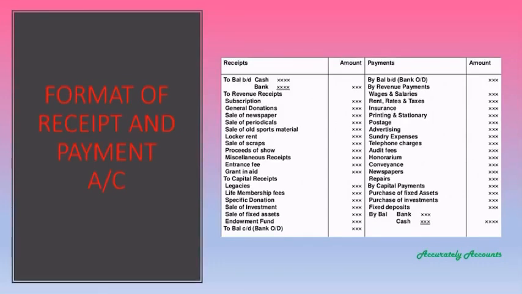With regard to the non-profit organization, the revenue receipts are subscriptions, general donations, sale of newspaper, sale of periodicals, sale of old sports materials, locker rent, sale of scraps, proceeds of show, miscellaneous receipts, entrance fees, grant in aid, etc. Then we take all the capital receipts. Generally the capital receipts in case of non-profit organizations are legacies, life membership fees, specific donation, sale of investment, sale of fixed assets, endowment fund, etc.